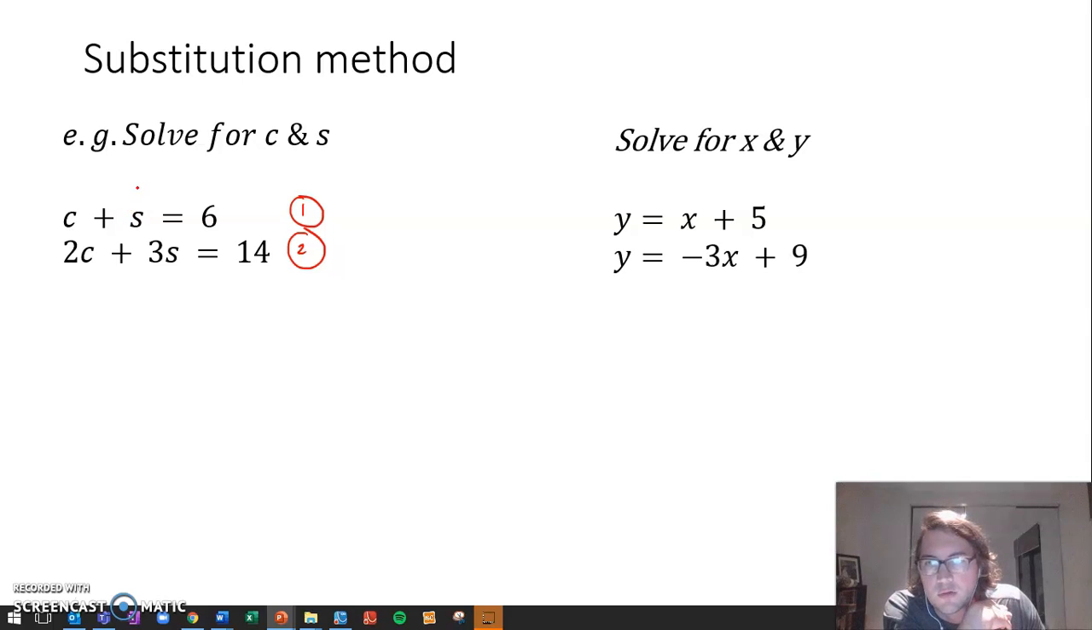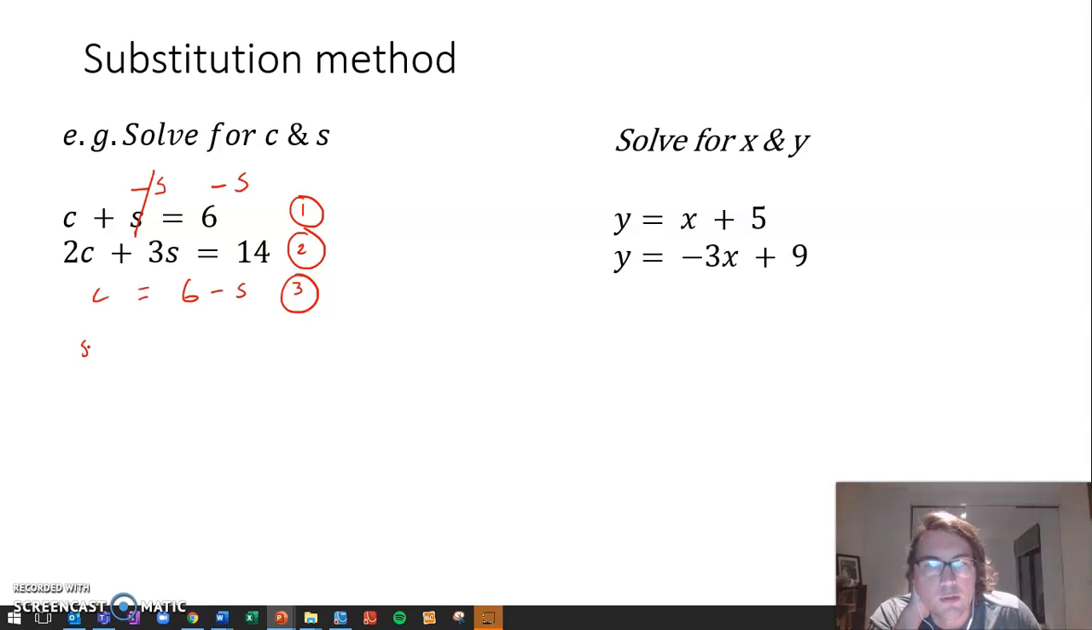So what I'm going to do is take away S from this side and take away S from that side, because I want to keep it balanced. Plus S and minus S cancels out, and this side becomes 6 minus S. So equation 1 says C is equal to 6 minus S. I'm going to call that equation 3. Now that I've got C is equal to, I know that anytime I see a C in an equation, I can change it into 6 minus S.